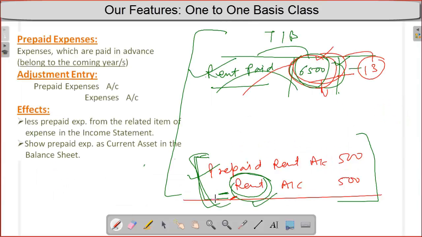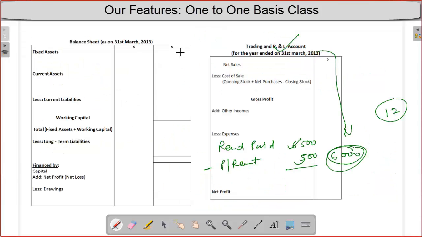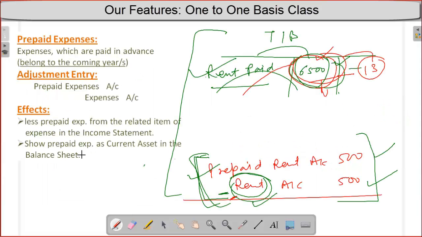This I showed the impact of this item. The impact of this item is shown, and now I have to show the impact of this item, prepaid rent. So see, this prepaid rent will appear here, where? In the balance sheet under head current assets. Under head which? Current assets. Prepaid rent, how much amount? 500. So this is the first impact. 500 I have to subtract, and this is the second impact. I have to show prepaid rent in the balance sheet under head current assets. Got it or not?